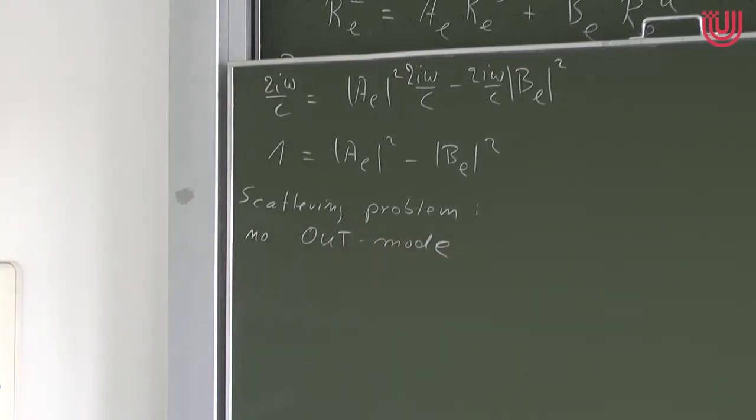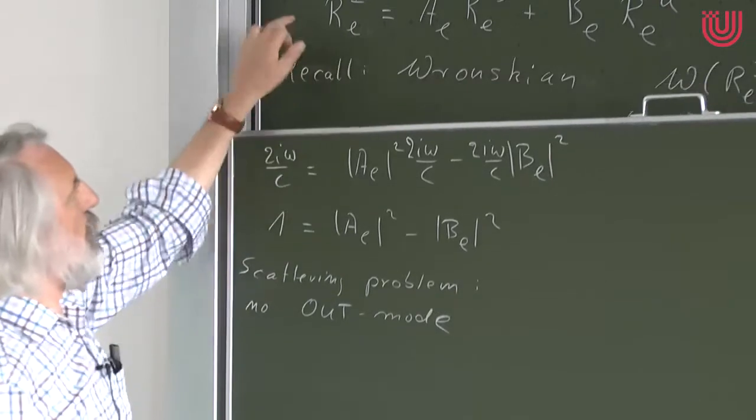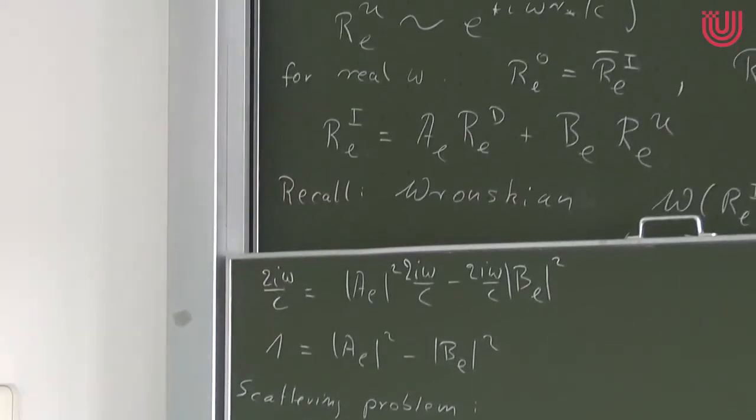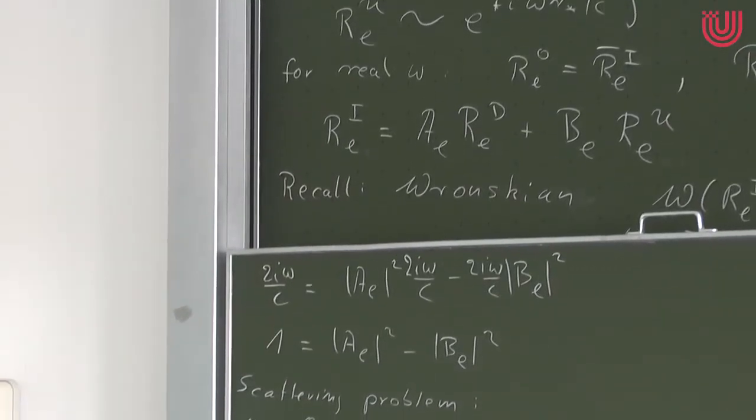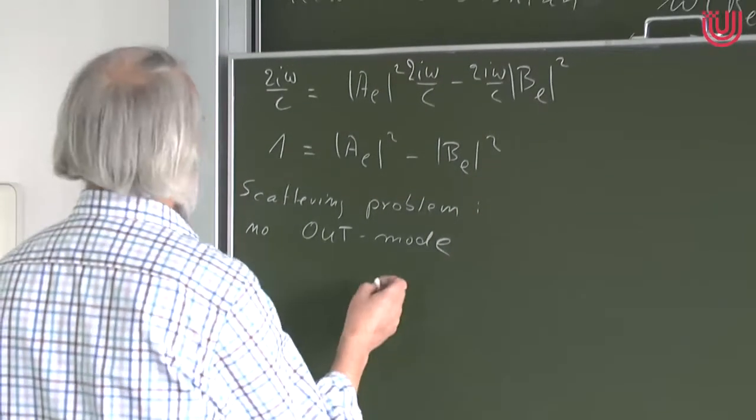So we have a balance between the in mode and the up and the down mode. And we have now this relation between the two things. Well, at least we know something about the coefficients. So we have a solution, ZL.